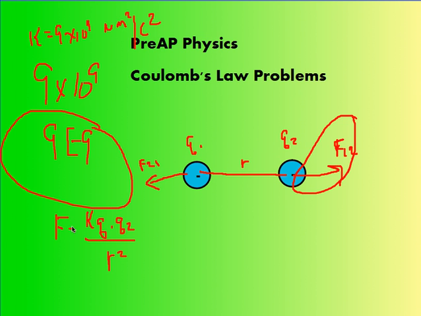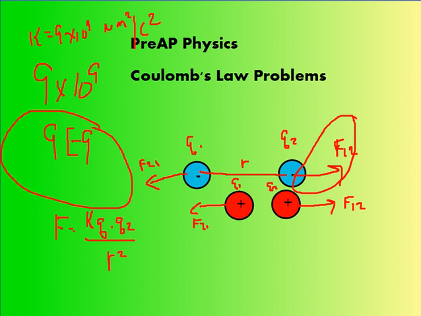What if we had two positive charges? Now remember, it turns out it doesn't matter whether they're negative charges or positive charges. If this is Q1 and this is Q2, then Q1 is going to push Q2 this way, so the force of 1 on 2 is to the right, and similarly the force of 2 on 1 is to the left.